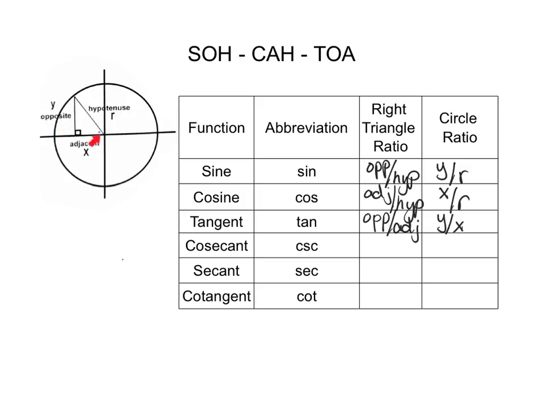Opposite y, adjacent x. Now, cosecant is the reciprocal of sine. So, cosecant is hypotenuse over opposite, or r over y. Secant is hypotenuse over adjacent. It is the reciprocal of cosine. In terms of our circle, that is r over x. And finally, cotangent is the reciprocal of tangent. So that is adjacent over opposite, or x over y.